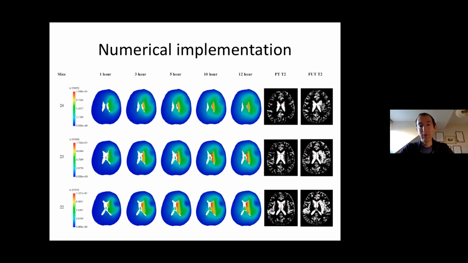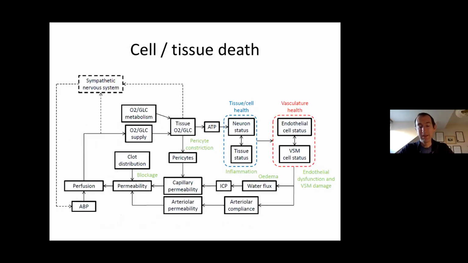And then of course, finally, what we really care about is whether the cells and the tissue actually survive this ischemic stroke, and how much of it survives long enough to recover after either thrombolysis or thrombectomy.